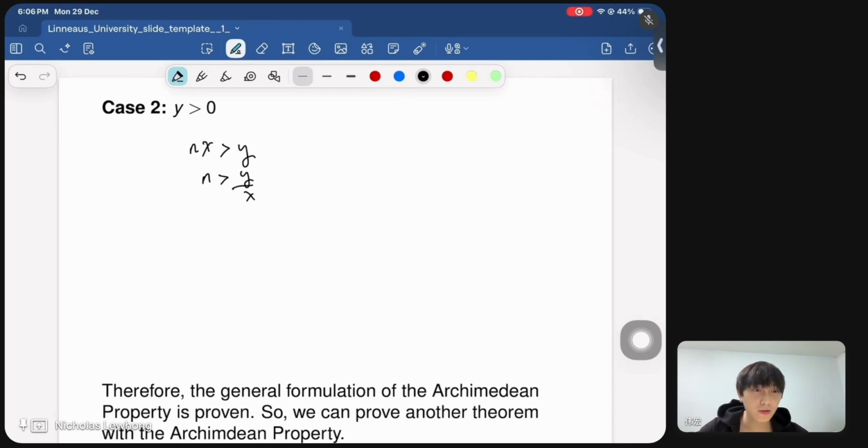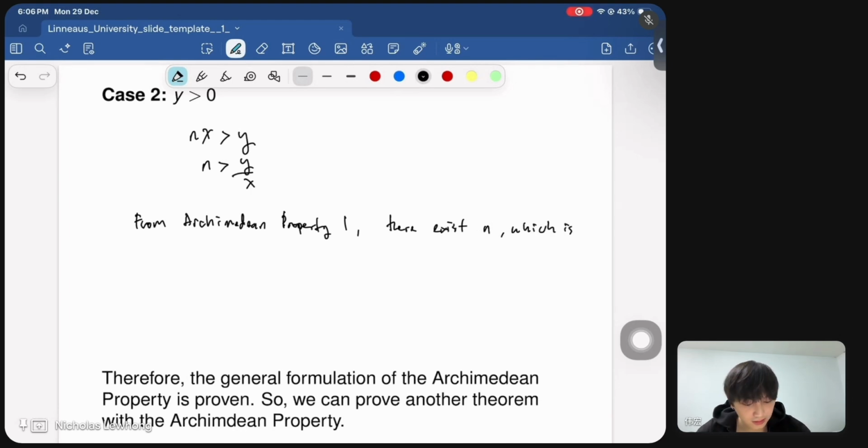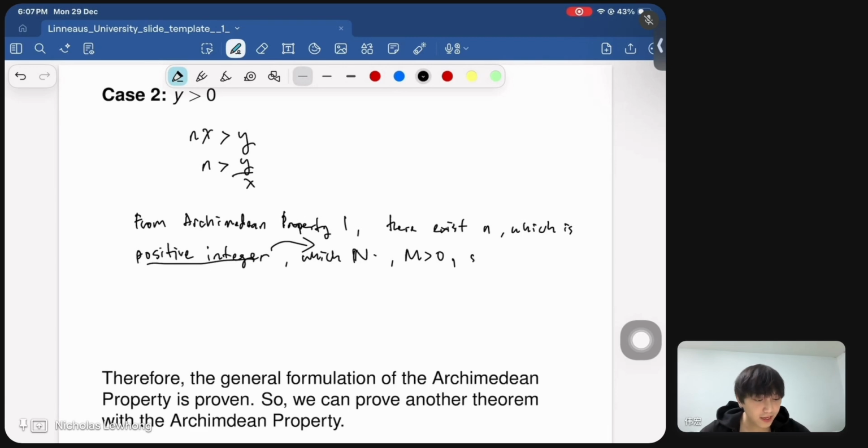So we need our Archimedean property 1. So there will exist n, which is a positive integer, and we have an n, right? Because we know that a positive integer is also included in the natural number set. So after that we know that there will also be m larger than 0 such that n is larger than m. Now we're gonna choose our m.